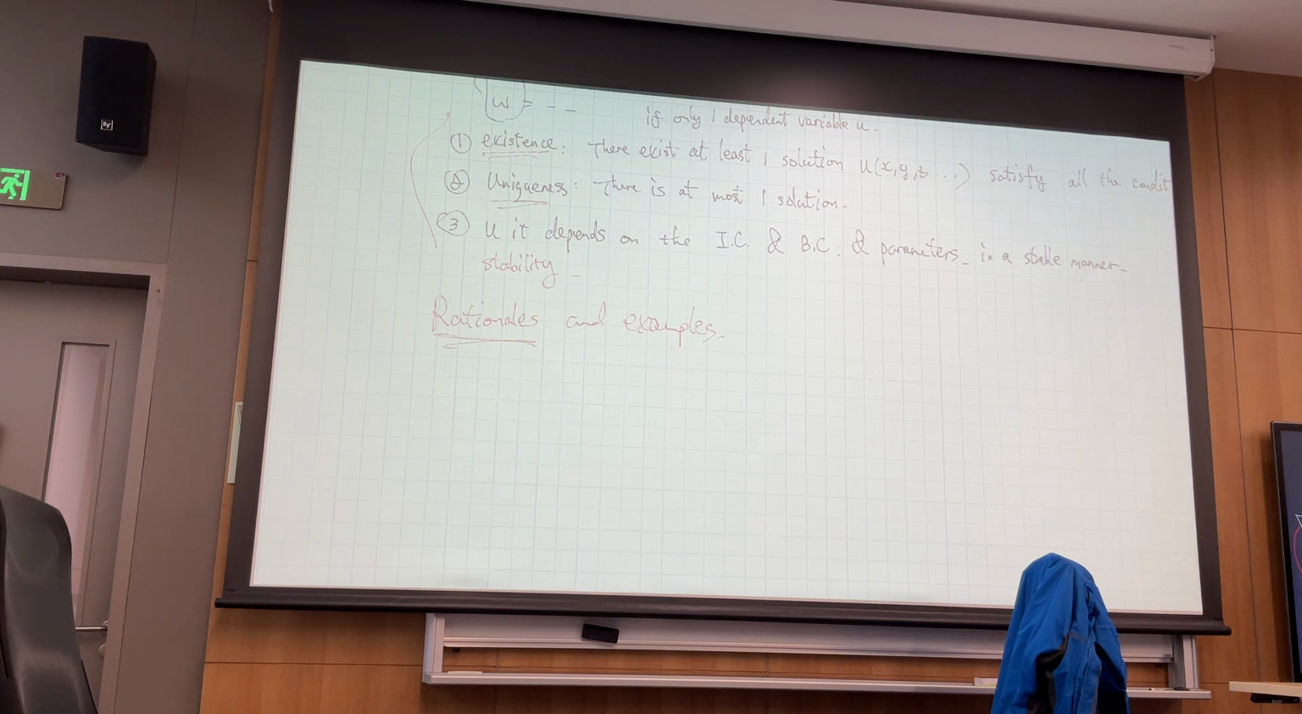That is exactly what the model is not intended for. So, in a generally physical model, we usually expect, or at least we want, the existence and the uniqueness. That's very straightforward to understand. However, the stability. Why do we need such things as stability?